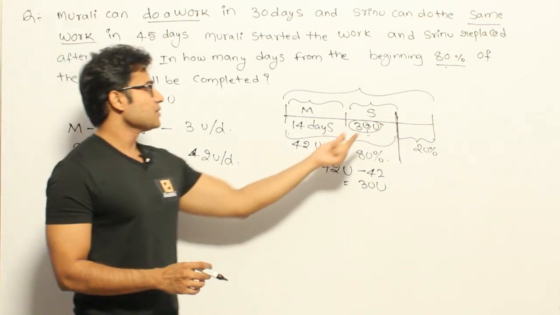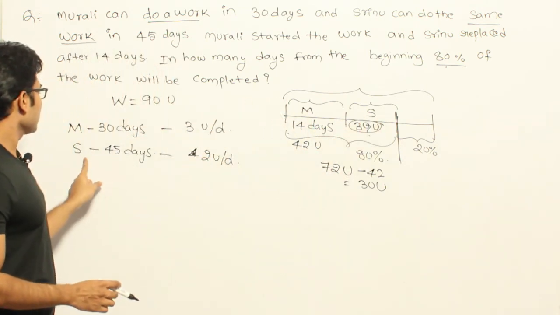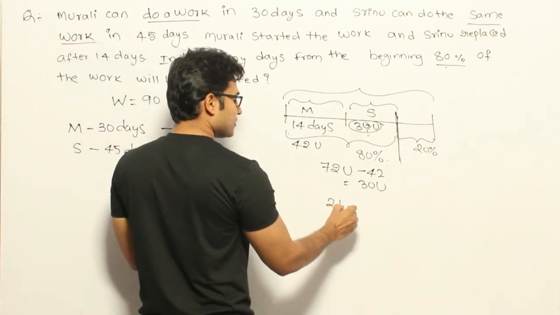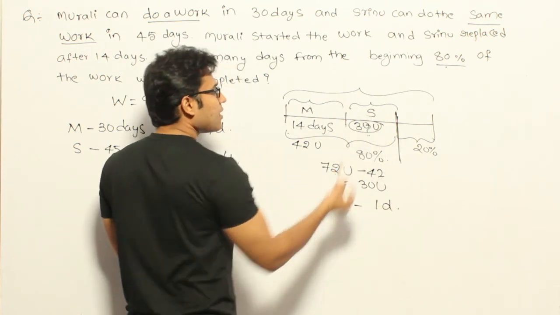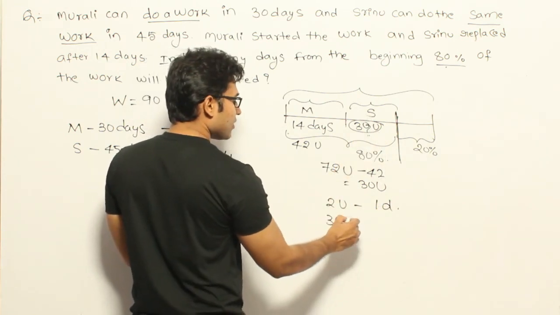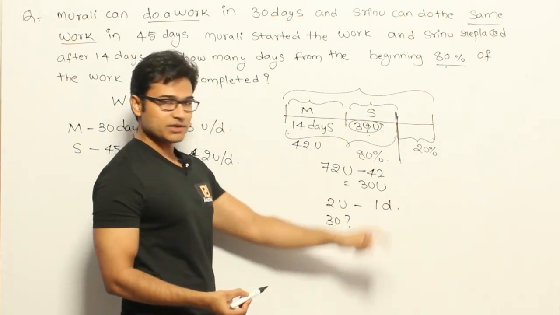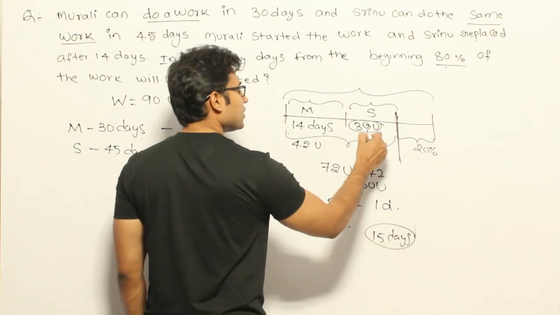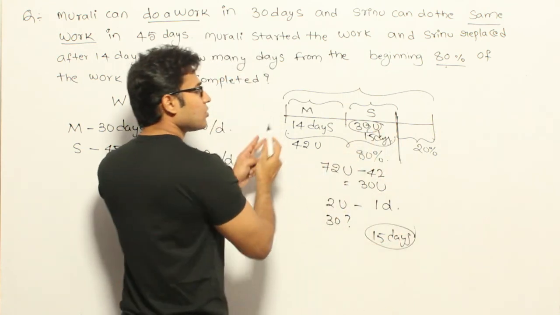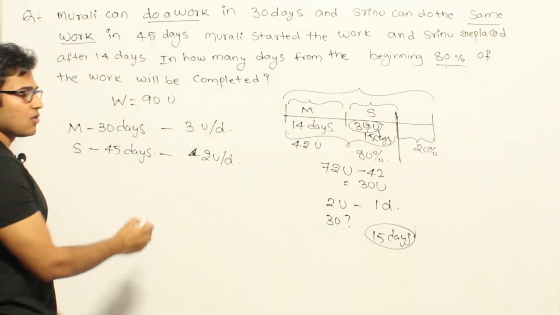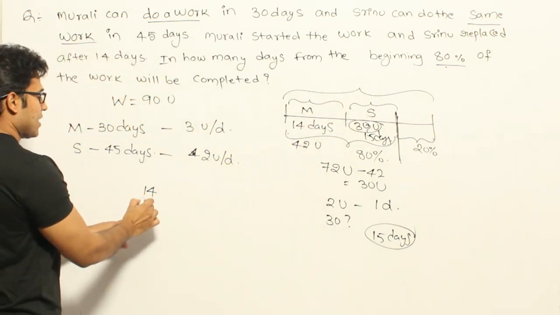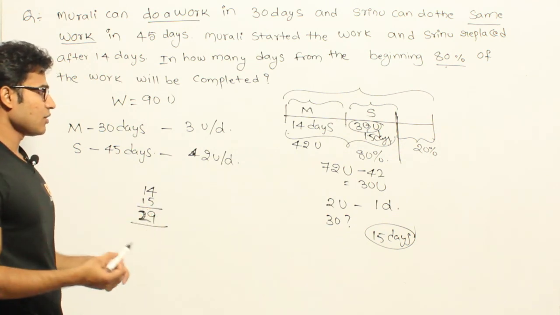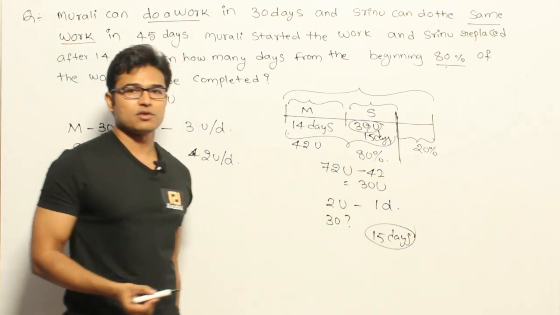Now 30 units has to be done by Srinu in how many days? If you see the rate at which Srinu is working, he is able to finish 2 units per day, which means 2 units he is able to finish in 1 day, and how many days does it require for him to finish 30 units? So multiply both sides with 15, you are going to get the answer as 15 days, isn't it? Therefore here it is 15 days. Now what is the total amount of time required from the beginning to finish the work? 14 days by Murli and 15 days by Srinu, which means 29 days is the total amount of time required for us to finish 80% of the work. Got it?